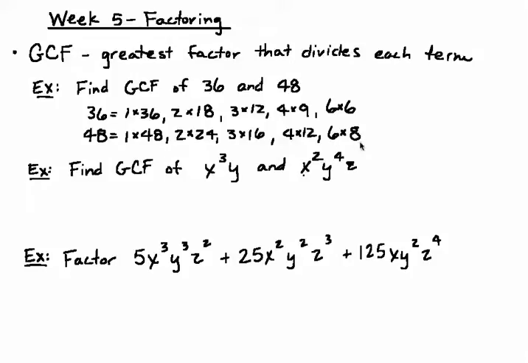And then you want to find the largest factor that occurs in both of your lists of factors. You'll notice that 1, 2, 3, 4, 6, and 12 are all common factors, but 12 is the largest common factor. So the GCF of 36 and 48 is 12.